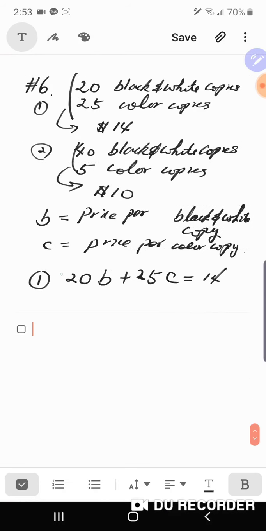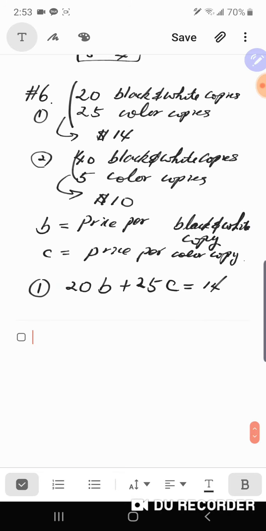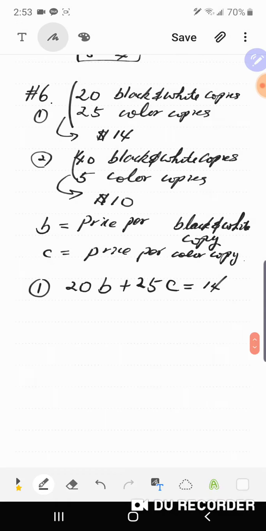So this is an equation we got from the first information. And from the second information, the equation would be like this. There are 40 black and white and each costs $5. There are 5 color copies and I don't know how much it is, so multiply 5 by what? The price of the color copy. And altogether it cost $10. So here is a system of linear equations. So from here we need to solve for C or B.